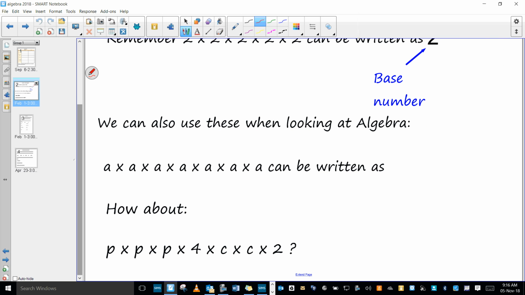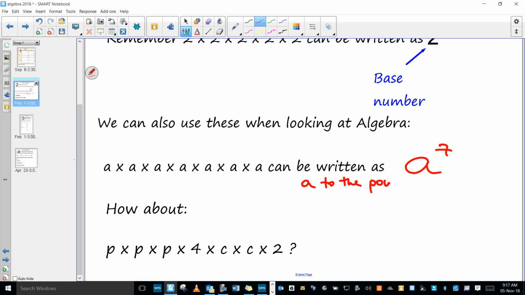So if I had A multiplied by A, multiplied by A, and so on and so on, how could I write that? What's my base going to be? A. You can see it in front of you. Turn over the page. 7. And where does that go? At the top. Oh, right, okay. And we would say that's A to the power of 7.